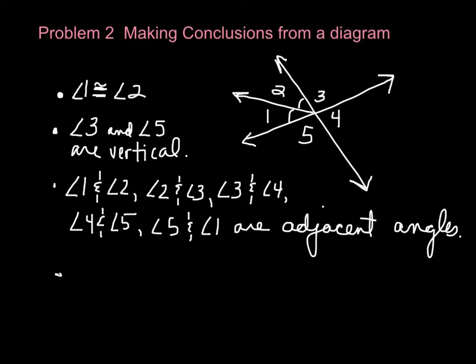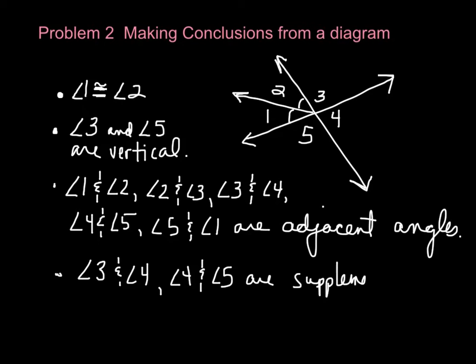We also can conclude that angle 3 and 4, this is important, angle 4 and 5 are supplementary. Why is that? We can conclude that they're supplementary because they make a straight line. A straight line is a straight angle that's 180 degrees. 3 and 4 have to be supplementary, and 4 and 5 have to be supplementary.